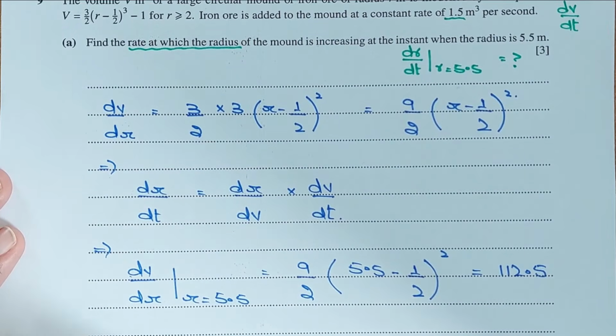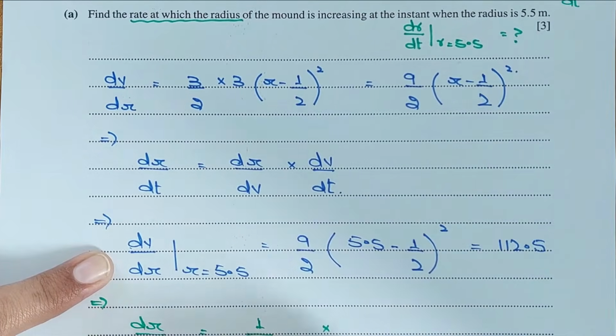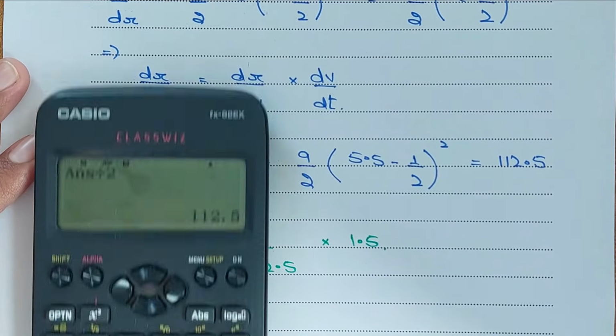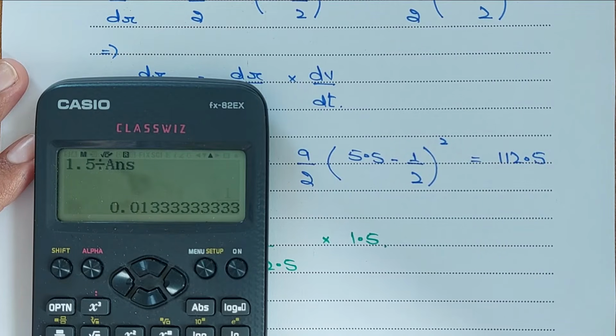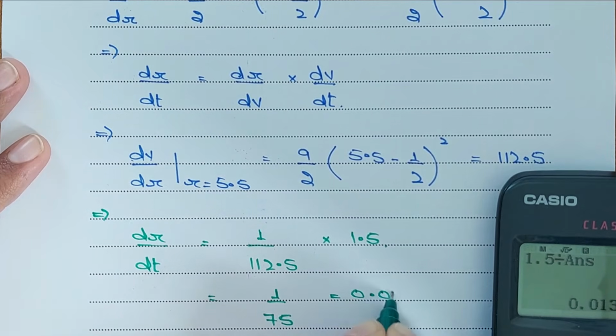Now let me substitute into the chain rule. We have dr over dt equals dr over dV, the reciprocal of this, which is 1 over 112.5, times dV over dt, which is given as 1.5. Let me simplify. 1.5 divided by 112.5 gives the answer, which is 1 over 75, or 0.0133.